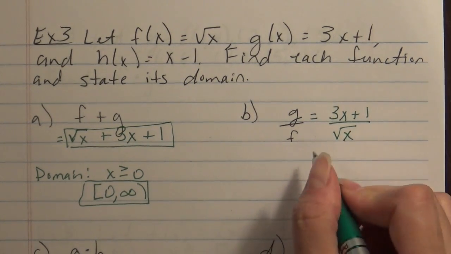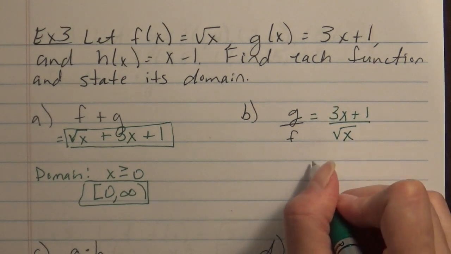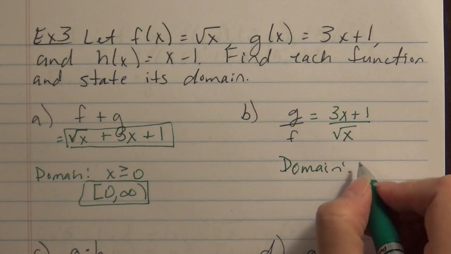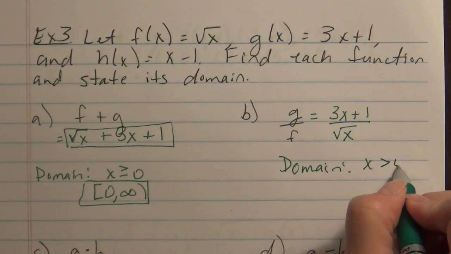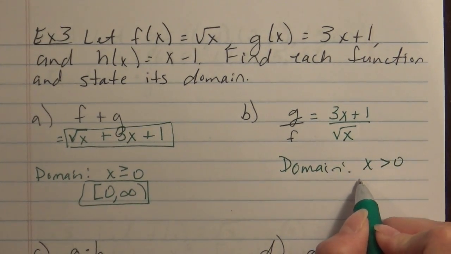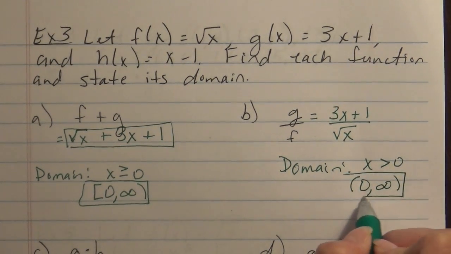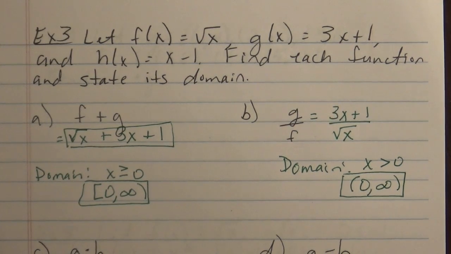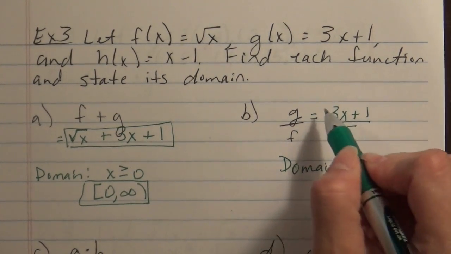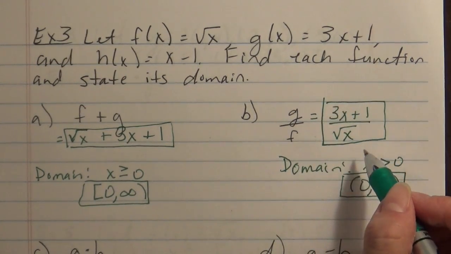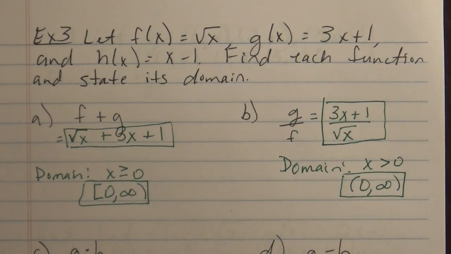So here, your domain, you can think of this as the square root of x has to be strictly greater than 0. It cannot ever equal 0. So your interval notation would be parentheses 0 comma infinity for the domain. So there's your domain, parentheses 0 to infinity, and the actual function, the g over f function, is 3x plus 1 over square root x.